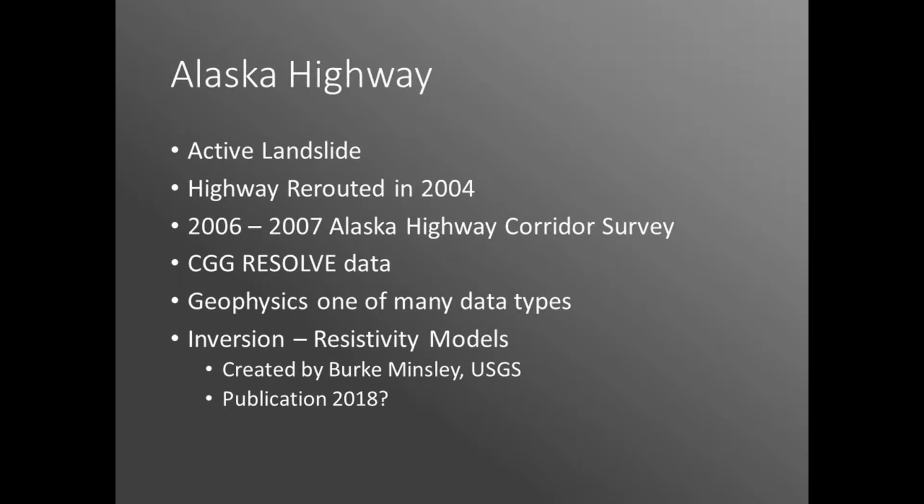So it's an active landslide. The highway was rerouted because it was falling down. And they did that in 2004, long before the geophysics surveys. They already knew it was a problem. This is again CGG resolved data. And geophysics was one of many data types that were used to look at the slope. There are some resistivity models that were created by Minsley, and I'm pushing them to publish those because that data covers areas that are interesting for mineral exploration too. Even though it's a long corridor, it's a pretty big survey.